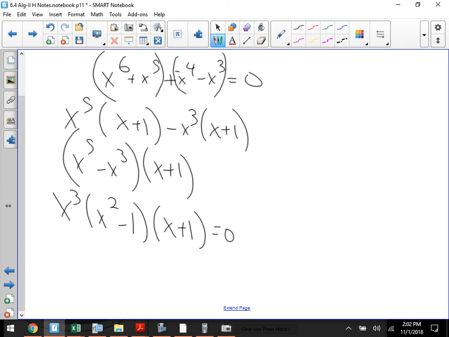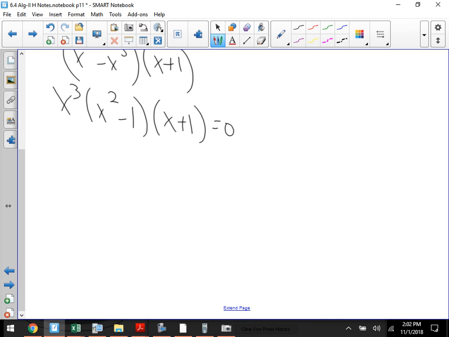It was a 6th degree polynomial, which means we get how many total zeros? 6 of them. I have -1, plus or minus 1, 0. Now, 0 has multiplicity of 3. -1 has multiplicity of 2.